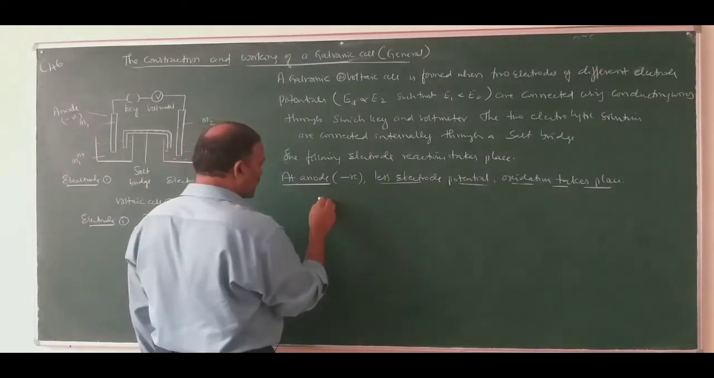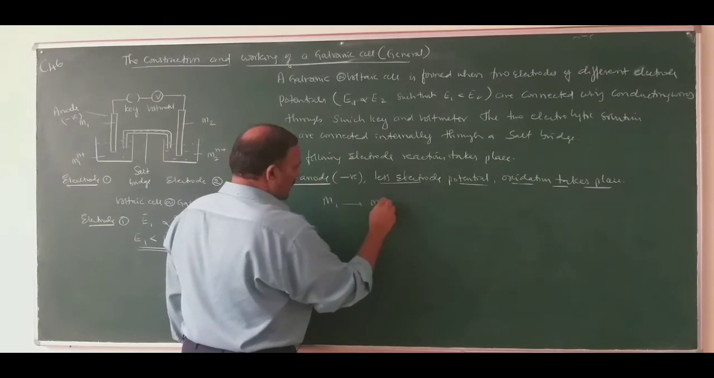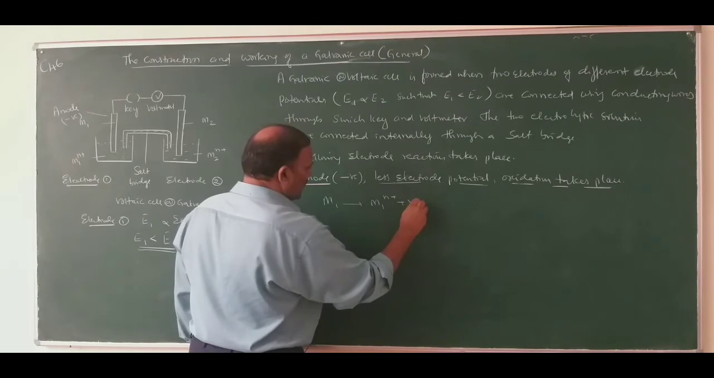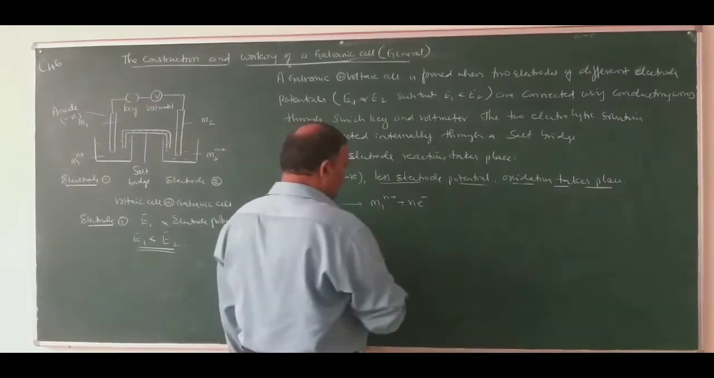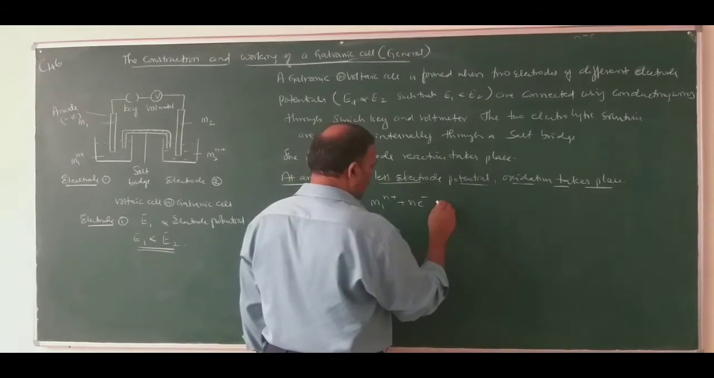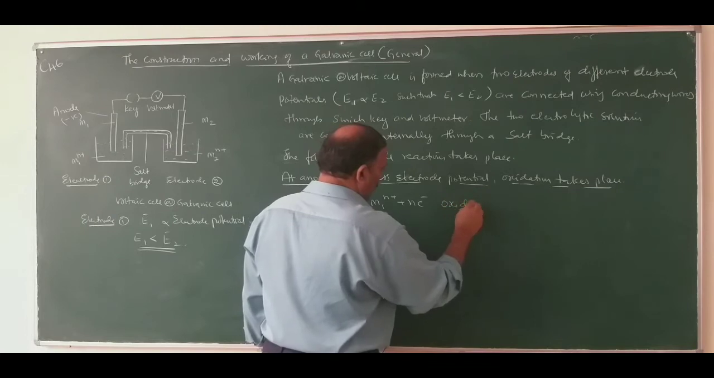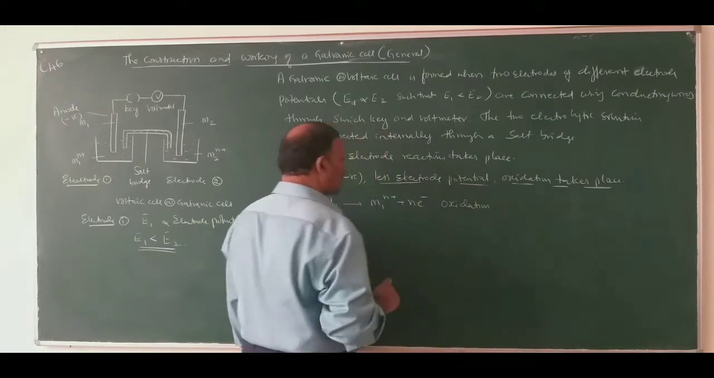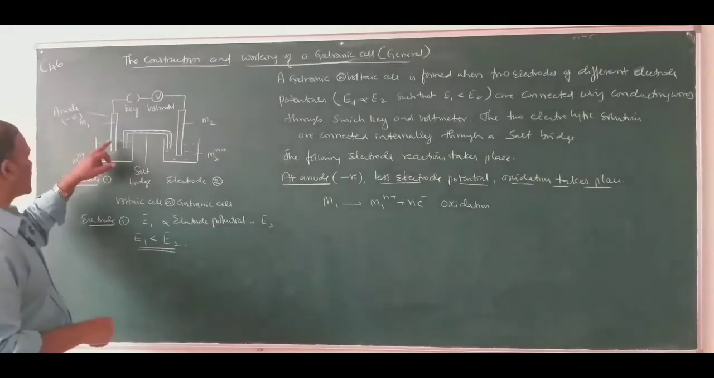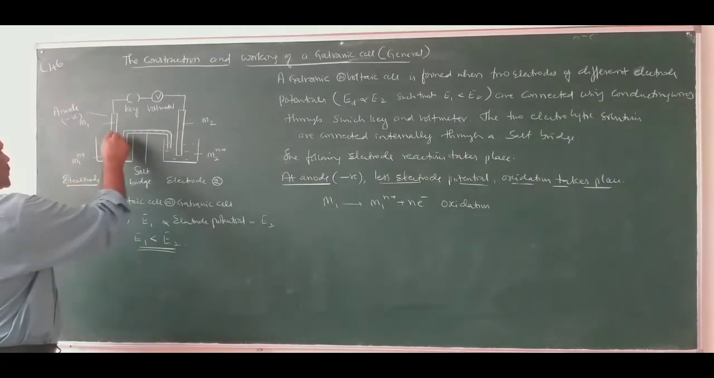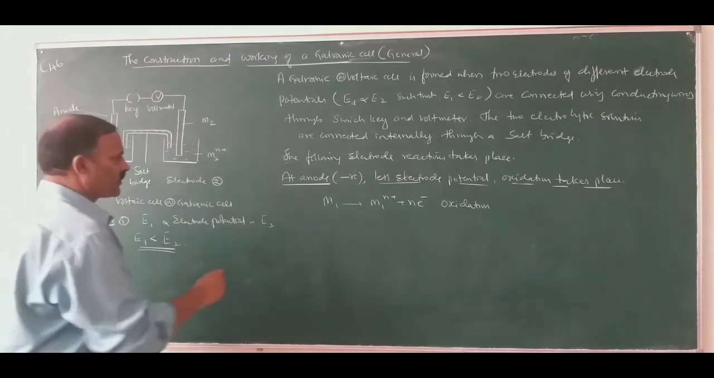So what is the anodic reaction? M1 gives M1 n plus plus n electrons. So here is the losing of electrons. It is called oxidation. The liberated electrons will remain on the electrode, and hence the electrode becomes negatively charged.